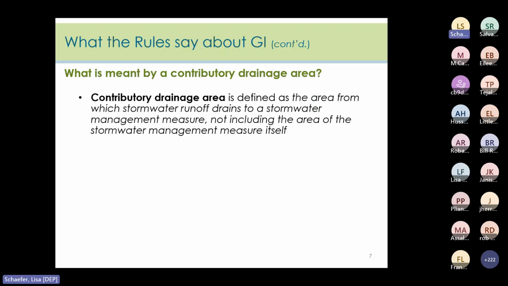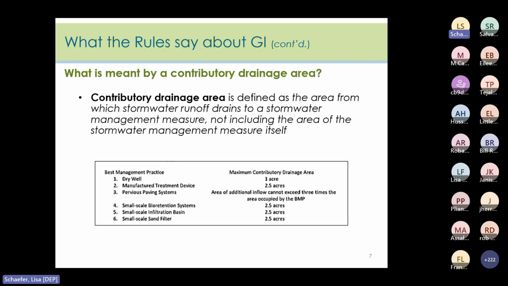Subsection 5.3 is where the rules identify which of the GI BMPs have fixed contributory drainage area limits. A contributory drainage area is defined in the rules as the area that drains to a stormwater measure, excluding the area of the measure itself. So on the fact sheet below the first paragraph on page 1, these limits are restated.